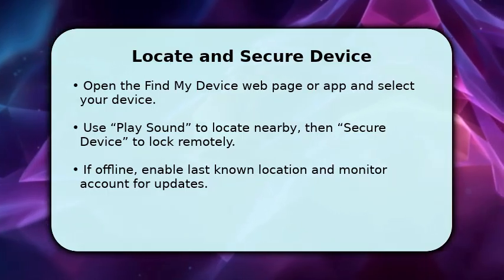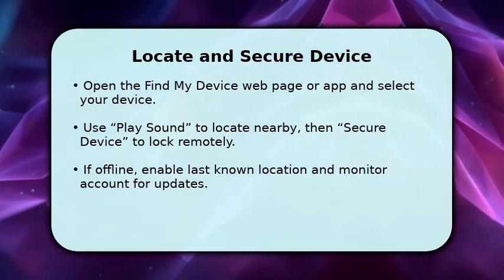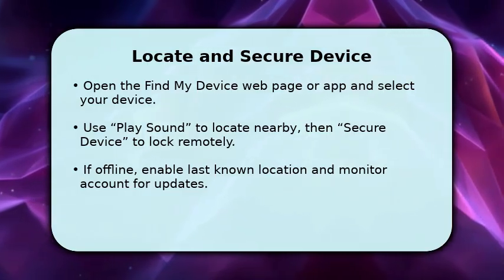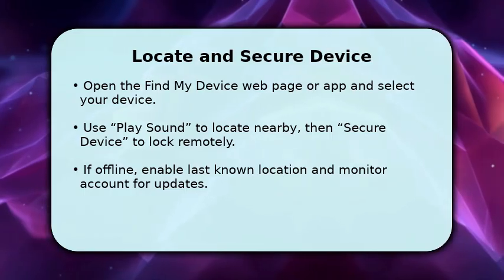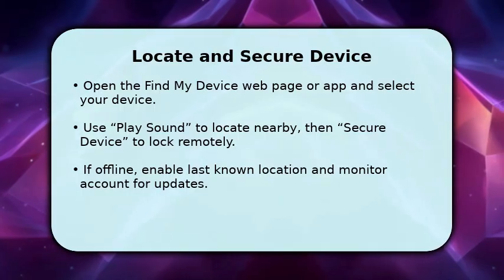Once you confirm location, choose Secure Device to lock and display a recovery message. This prevents access to your data. If the device is offline, make sure Last Seen Location is enabled and watch for status changes.